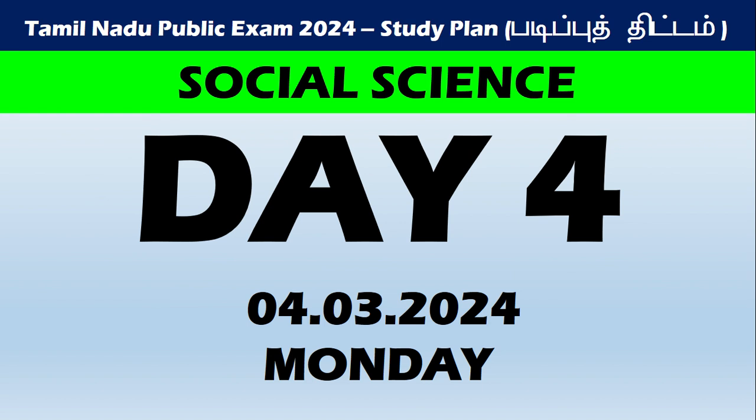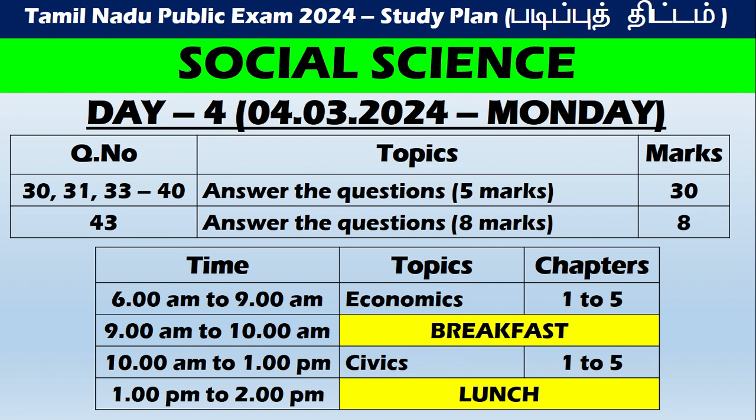So let us go to day 4. Day 4 is the one that you have to see for the 5 mark questions, my dear children. Questions 30, 31, 33 and 40 are 5 mark questions, for which you will get a total of 30 marks. Same, 6 to 9 is economics, the big questions. Then breakfast, then 10 a.m. to 1 p.m. is civics, that is 1 to 5, and 1 p.m. to 2 p.m. is lunch. So these are the 2 which you have to see, and a total of 38 marks is available for the 5 marks and 8 marks, my dear children.